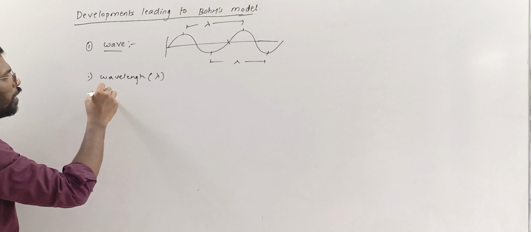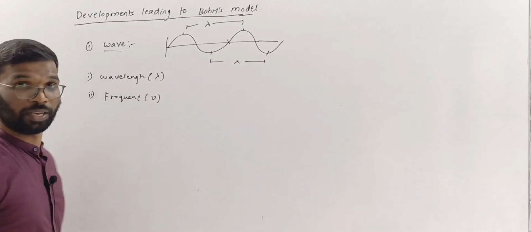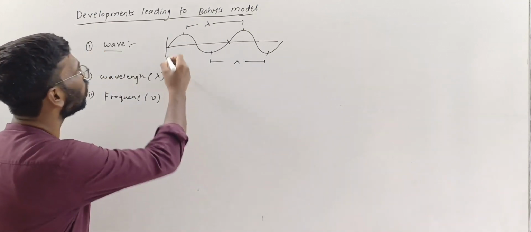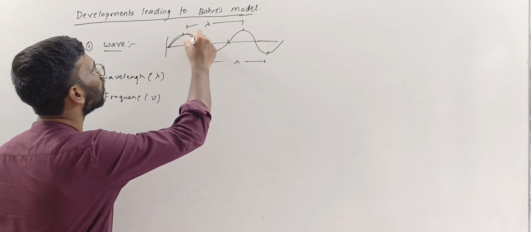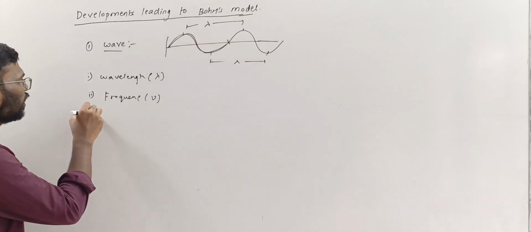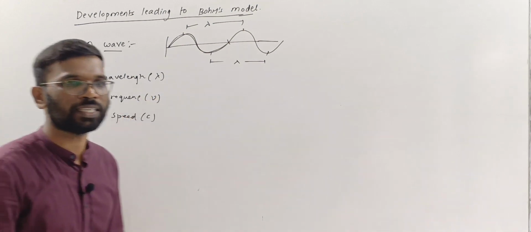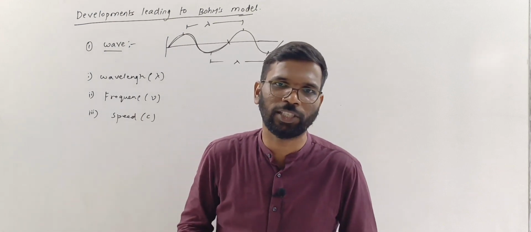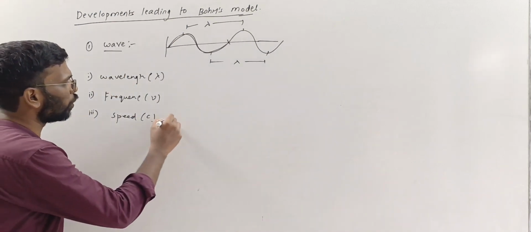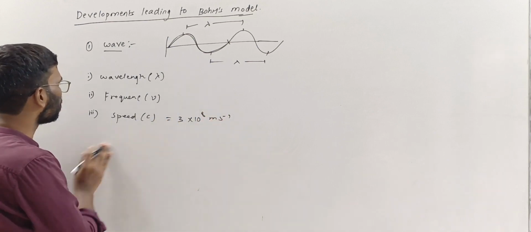Second is frequency. Frequency is represented by the symbol nu. It is the number of waves, or number of cycles, taking place in 1 second. Then third is speed, represented by c. The speed of any electromagnetic radiation is always equal to the speed of light, that is 3 into 10 raised to 8 meter per second.